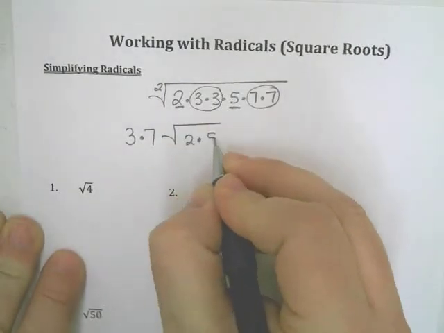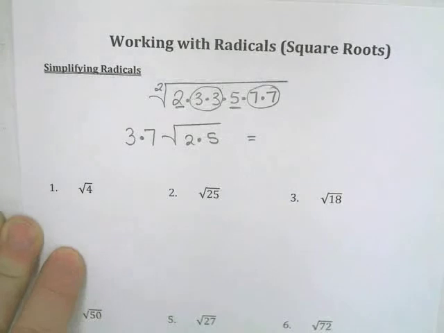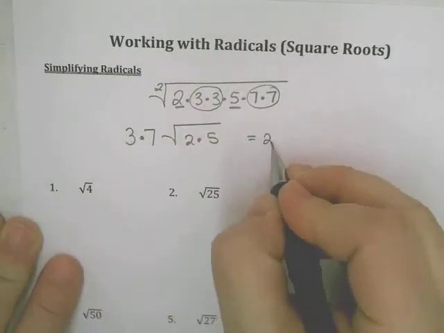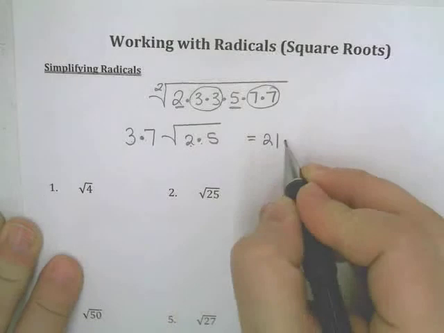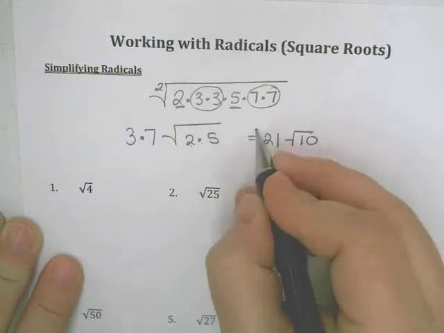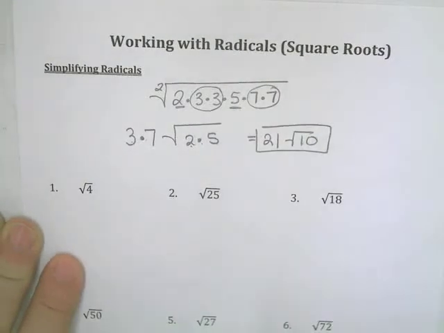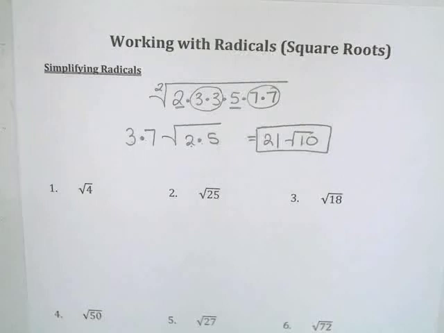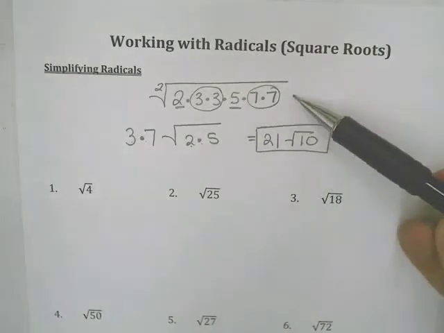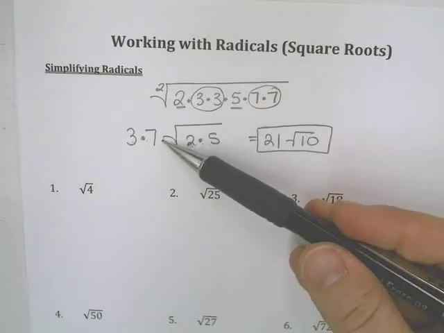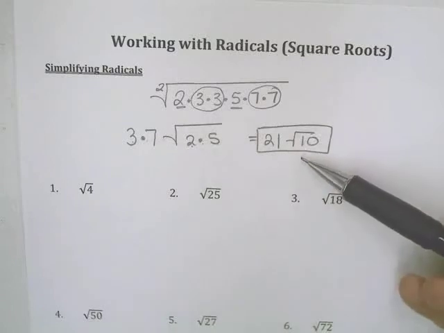Well, outside numbers go with outside numbers, inside go with inside. 3 times 7 is 21, and 2 times 5 is 10. And that's it. So what's going to happen now is that we're going to have to use factor trees to get something to look like this, so that we're able to take out partners, and then we're able to simplify at the end.